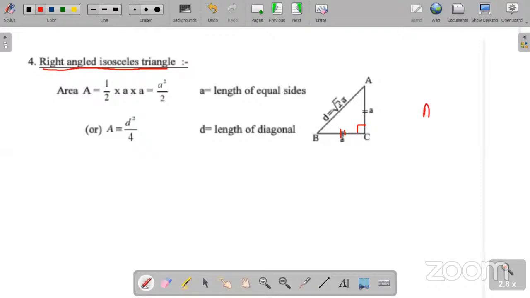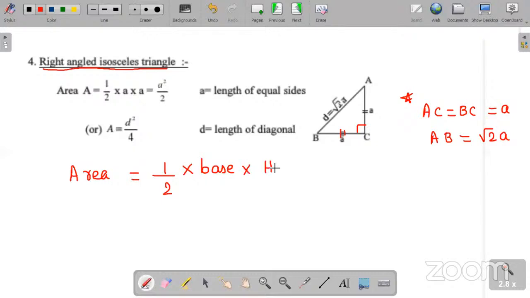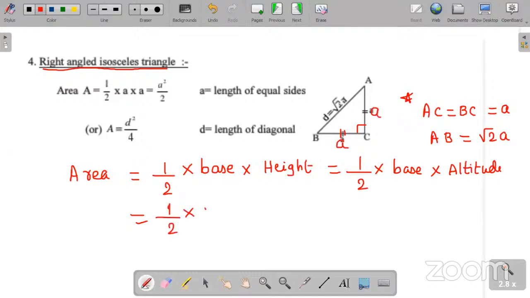That means in this triangle, length of AC is equal to length of BC is equal to A, given. Now AB is equal to root 2 times side A, that means root 2 into A. Remember, this is a very important point. Then for the right angle triangle we need to find the area. We have a very simple formula: area of the triangle is half into base into height, or you can write half into base into altitude. Height is also known as altitude. Don't get confused. Here base is A, height is also A. So area is equal to half into A into A, which is half into A square, so A square by 2. This is the area of the right angle isosceles triangle.